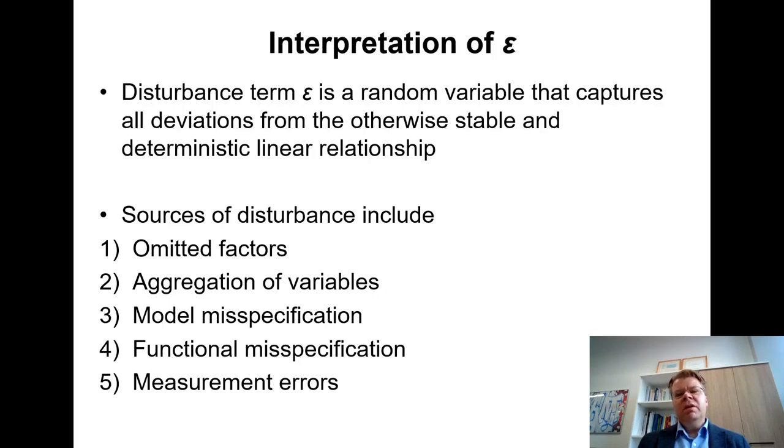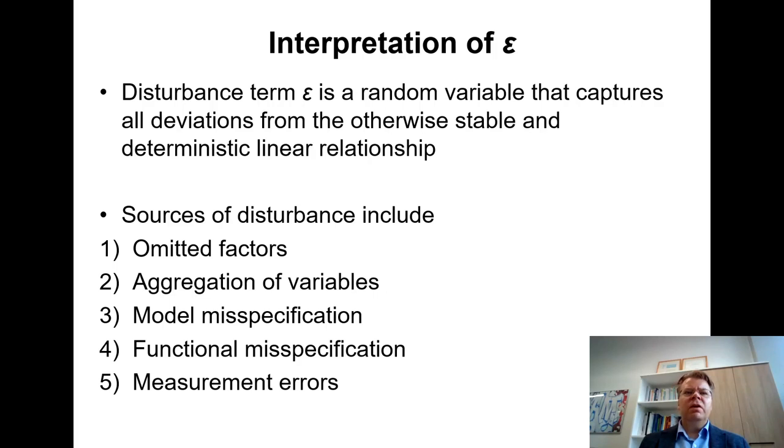In fact, everything that we do not explicitly control for in the deterministic part of the equation, which is this beta 1 plus beta 2 times x, ends up in this epsilon. Again, anything that we do not control for with this x variable ends up in epsilon. So this would be, for example, omitted factors. Omitted factors in the context of the housing market would mean, for example, the location of the apartment, which would be very, very important, but maybe difficult to measure.